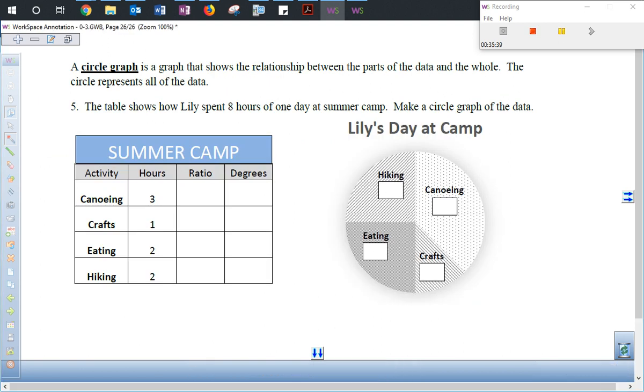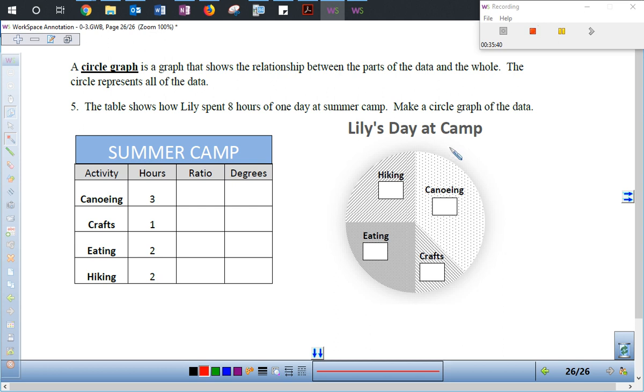Now the final type of graph we're going to talk about is a circle graph. A circle graph is a graph that shows the relationships between the parts of the data and the whole. Now the circle represents all of the data. So on number 5, it says the table shows how Lily spent 8 hours of one day at summer camp. We need to make a circle graph of the data. Now I was really nice to you guys, and I actually already made the circle graph. We're just going to figure out the information that goes with it. So a circle graph is also sometimes known as a pie chart, just so we're aware.